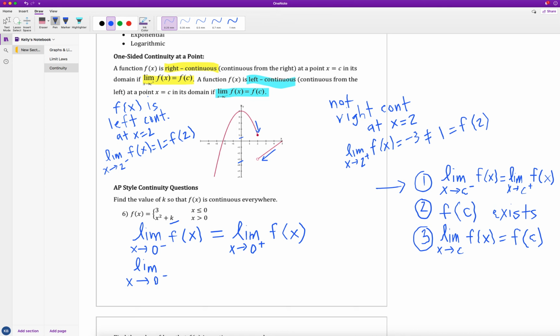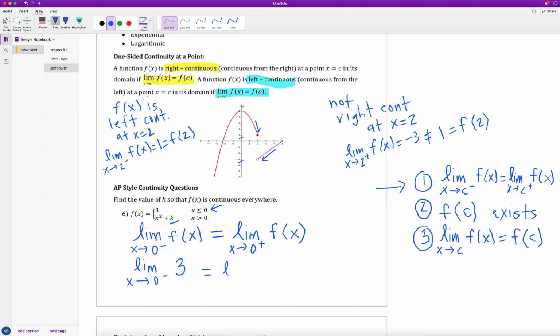My original problem says f of x equals 3 if x is less than 0, and f of x equals x squared plus k if x is greater than 0. As I approach in from the left-hand side, which function do I get to use? Well, as we come in from the left-hand side, I want to be less than that value, so I get to use the function 3.